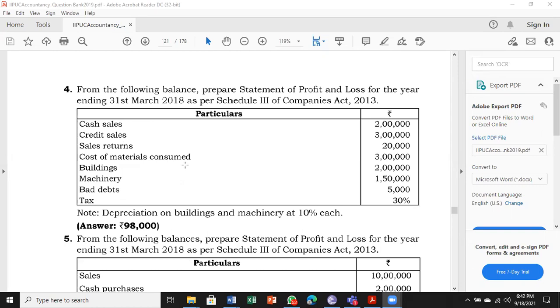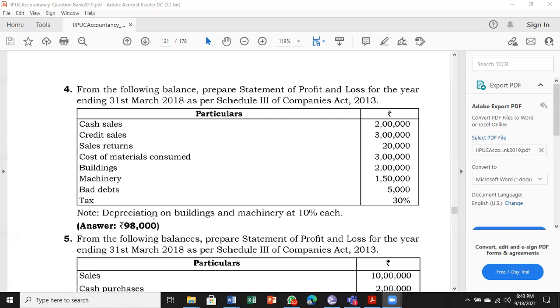Next, cost of materials consumed 3 lakhs, only one amount. Buildings and machinery. What should we do with this? We should not consider. Very good. It is a balance sheet item, so it will not come in the income statement. Next, bad debts 5,000 to be taken. Bad debts is an expense, not connected to any headings, so we take it under other expenses.